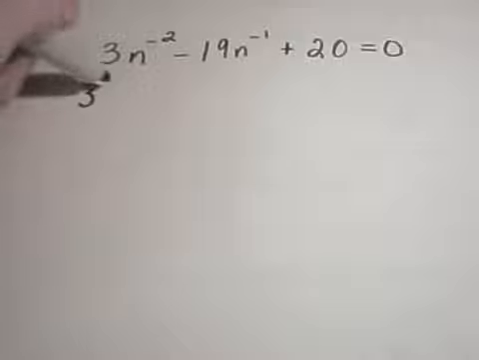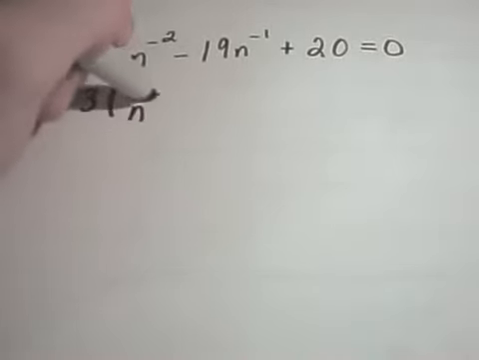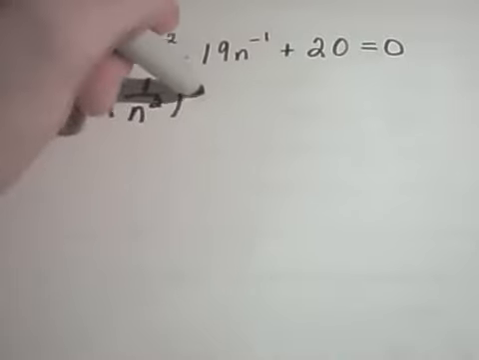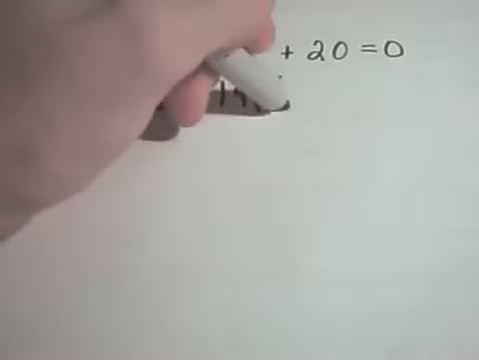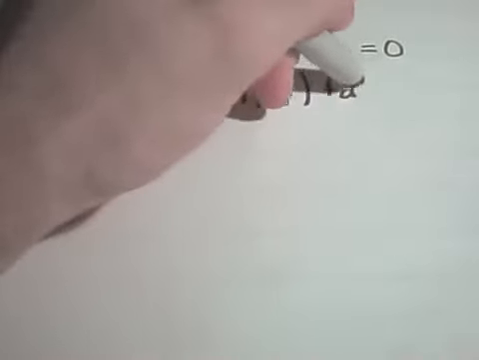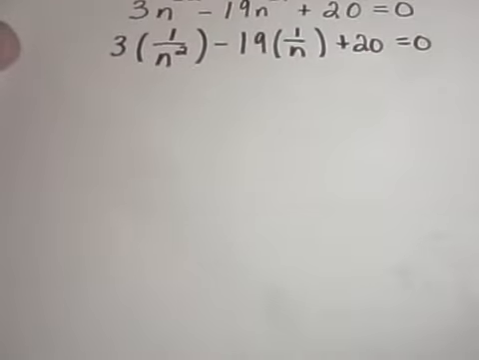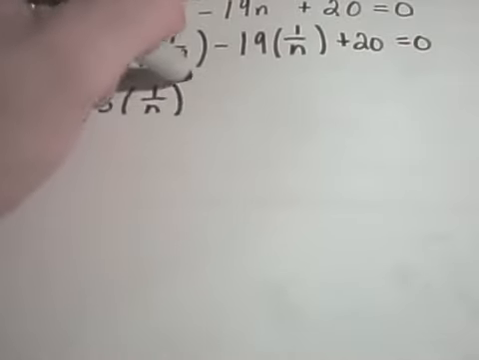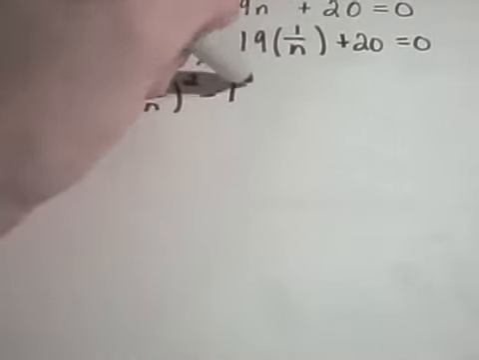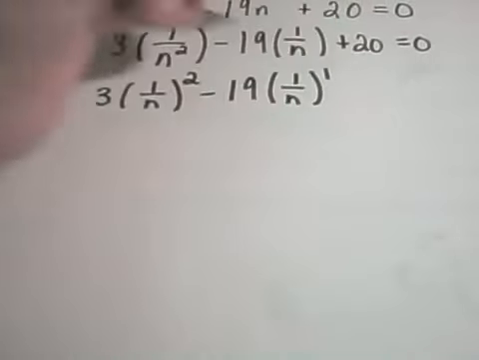The first thing I'm going to do, so only the n is being raised to the negative second power, I can write that as 1 over n squared minus 19. I can write n to the negative first as 1 over n plus 20 equal to 0. And if you think about 1 over n squared, I can actually write that as 1 over n quantity squared minus 19 times, well, 1 over n to the first power plus 20 equals 0.